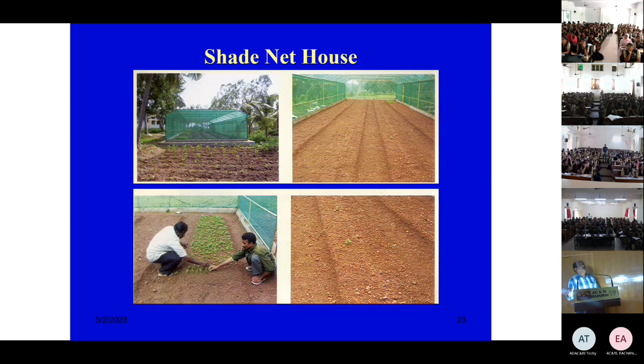So you have to prepare the nursery beds in a shade house, of convenient length with a 15 centimeter height and almost 3 feet width. Nursery beds are prepared and the mini sets are planted in rows.